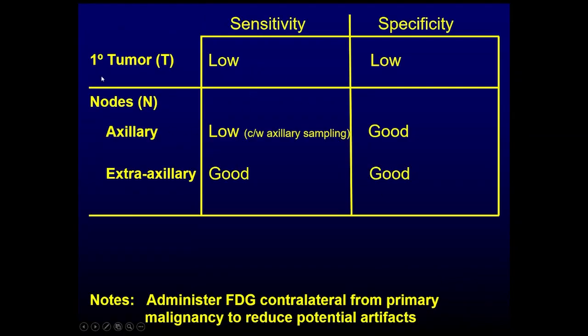Good. So we discussed the primary tumor. For nodes, we separate them into axillary and extra-axillary. For axillary nodes, our sensitivity is low, particularly compared to pathologic axillary sampling.